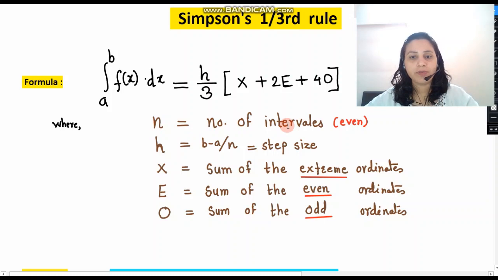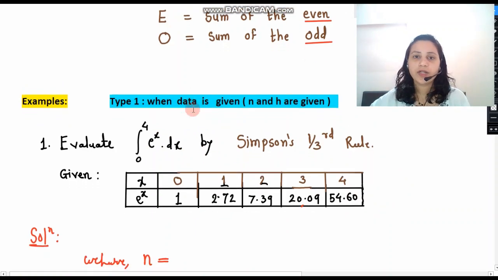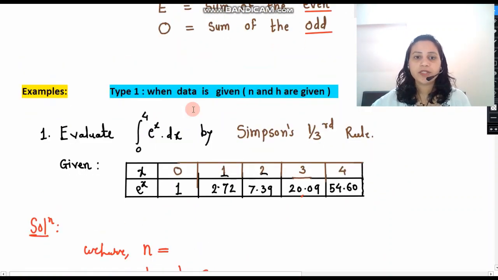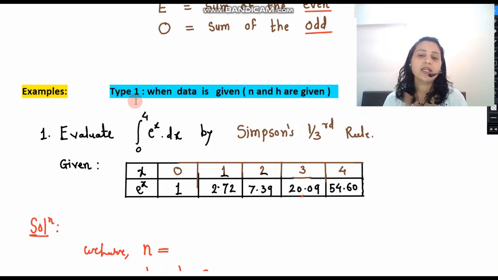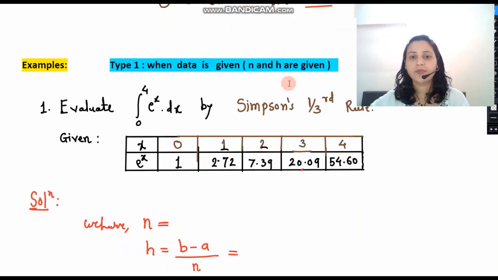So n is equal to the number of intervals, and the condition on intervals is that it is even. h is equal to b minus a by n, and x is equal to the sum of extreme ordinates, E the sum of even ordinates, and O the sum of odd ordinates. This you just have to remember. So let's move towards the examples. For your understanding, I have made three types. First type, when the data is given to us, that means n and h are given. Second type, when either h or n is given to us. And third type, when n and h both are not given to us. n is the number of intervals and h is the width of the interval.